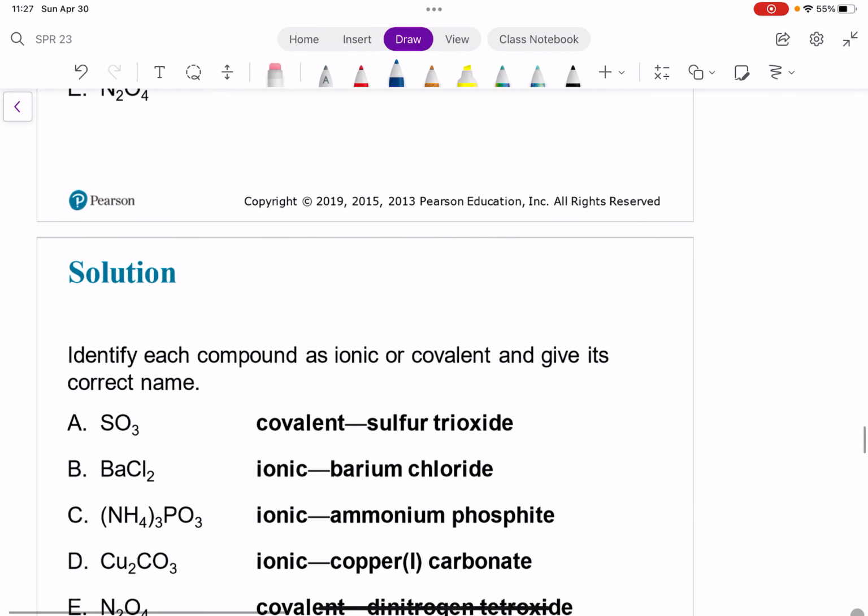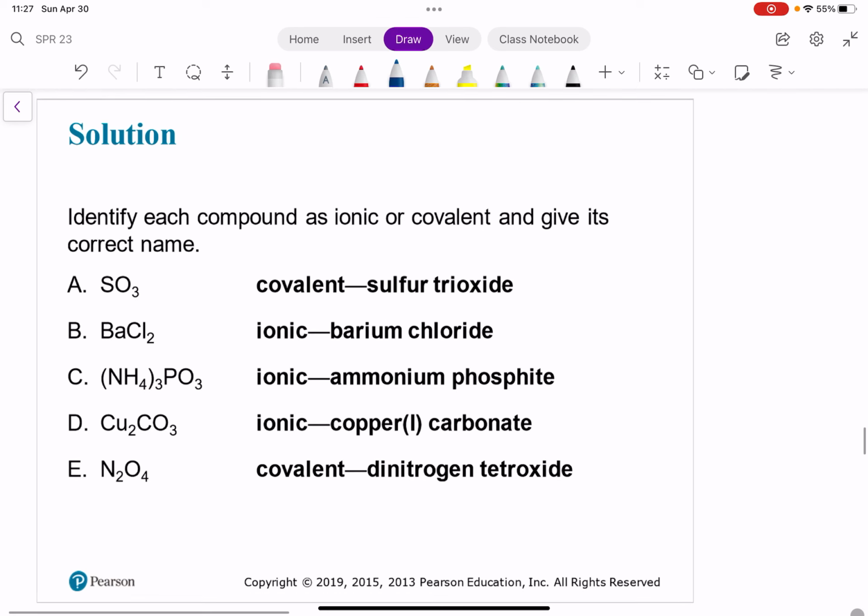Okay, so for the first one, SO3. Why is SO3 covalent? What was your thinking for that? Why might it be covalent? Yeah, you could have noticed that the sulfur and the oxygen were bonded together, and those are both nonmetals, so that's a covalent compound. It's also called sulfur trioxide.